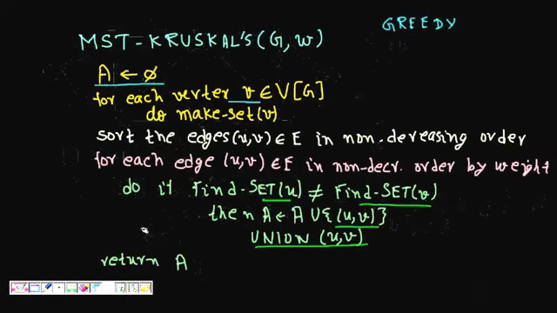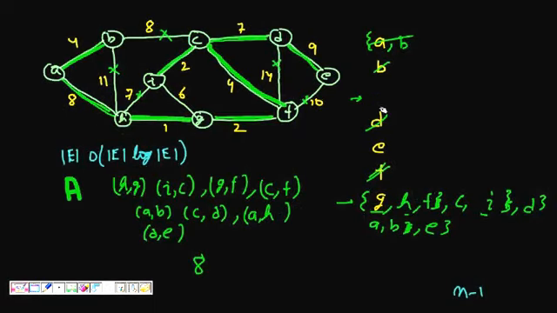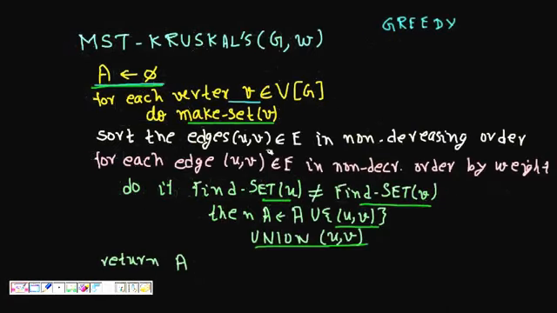So now let's look at the code a little bit. Initially the set A was null, which was the minimum spanning tree set. Then for each vertex V belonging to V of G, we made a set, and that's what was done here. A B C D E F G H till I was there. So they were initially different sets. Okay, then we sorted the edges in non-decreasing order.